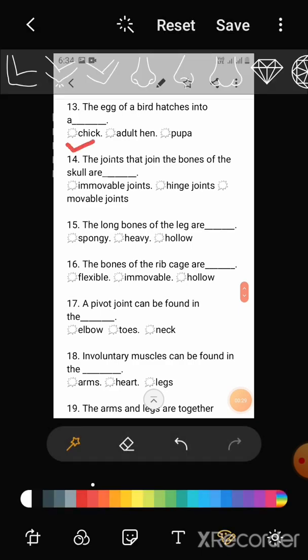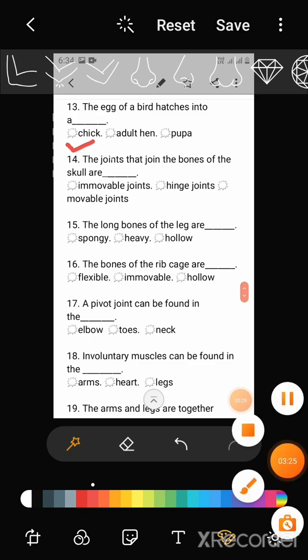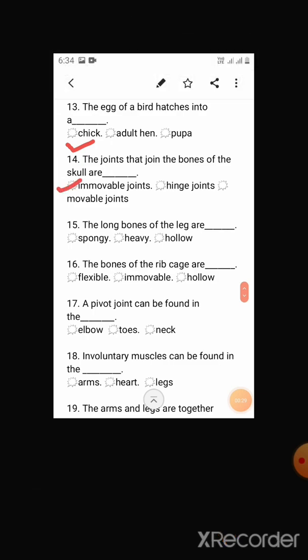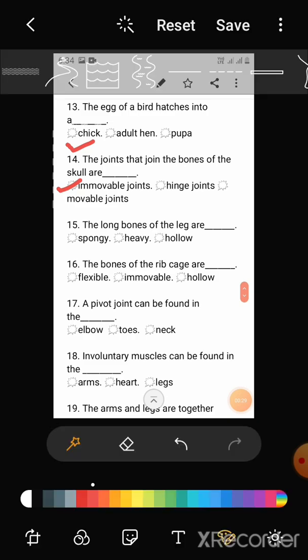Next, the joints that join the bones of the skull are dash. Given options are immovable joints, hinge joints, and movable joints. And the correct answer is immovable joints. The joints that join the bones of the skull are immovable joints.